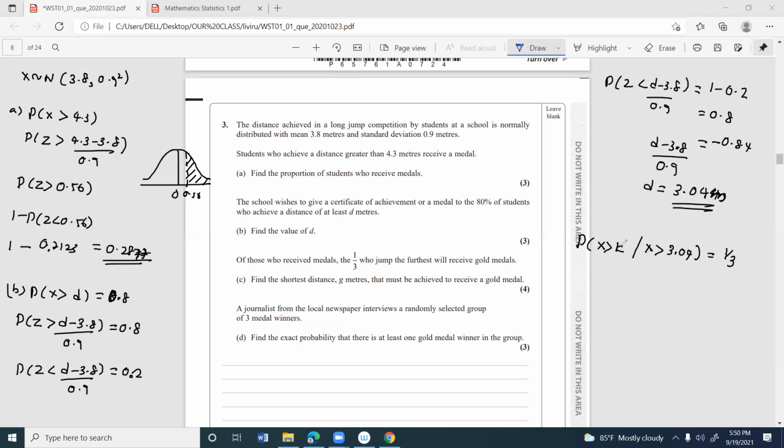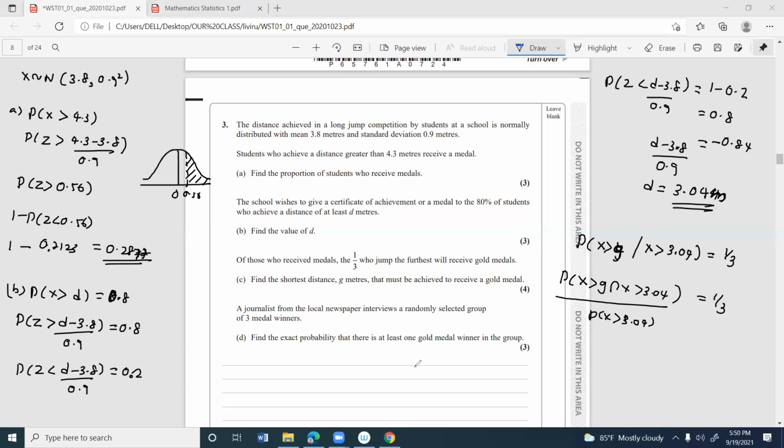That means you have to find the value for G. Out of the people who receive a medal, what is the probability to jump far enough to get a gold medal? They have given this proportion as 1/3. If you write it, probability of X is greater than G, intersection X is greater than 3.04, divided by probability of X is greater than 3.04, is 1/3.